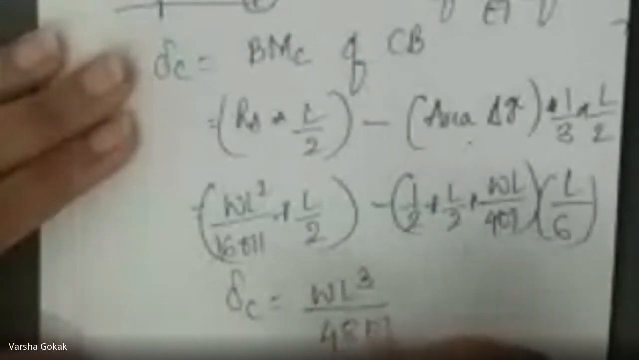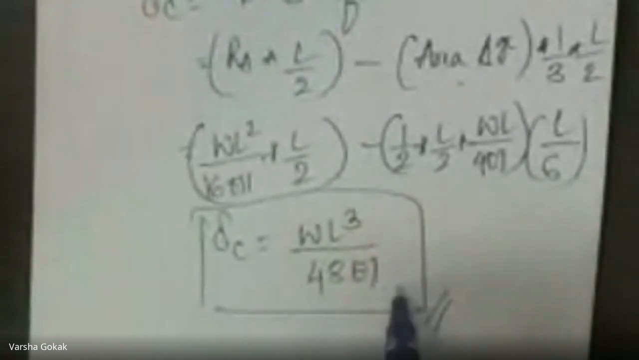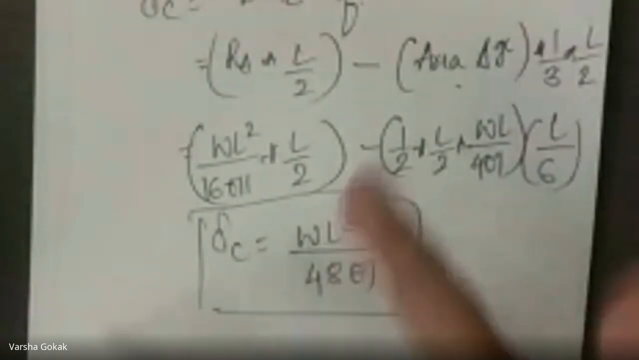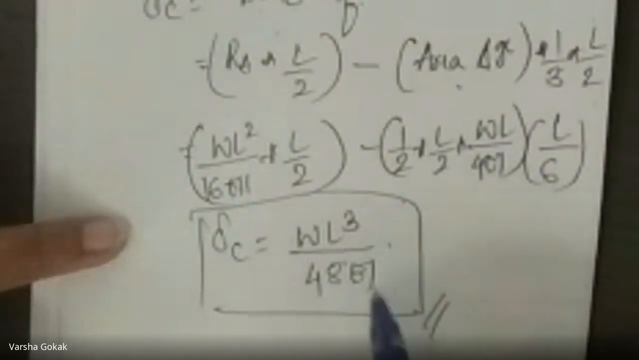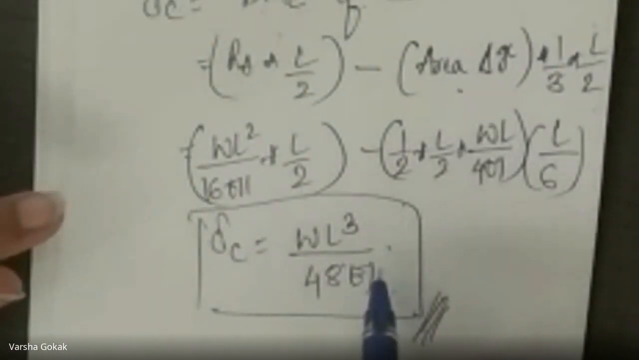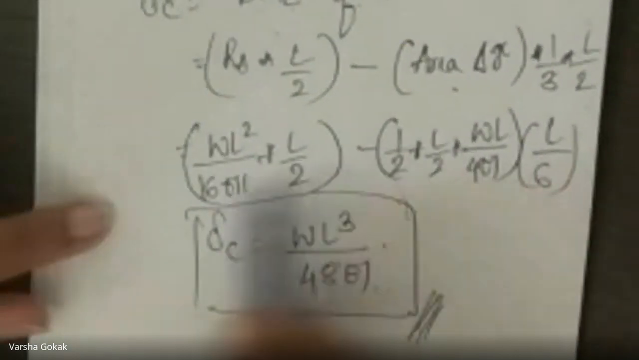WL cube by 48 EI. These also act as a formula, like for a simply supported beam with point load. What is the deflection at the center? It is given by WL cube by 48 EI. These are again 1 mark objective questions in government examinations or GATE examinations. So you should know this.